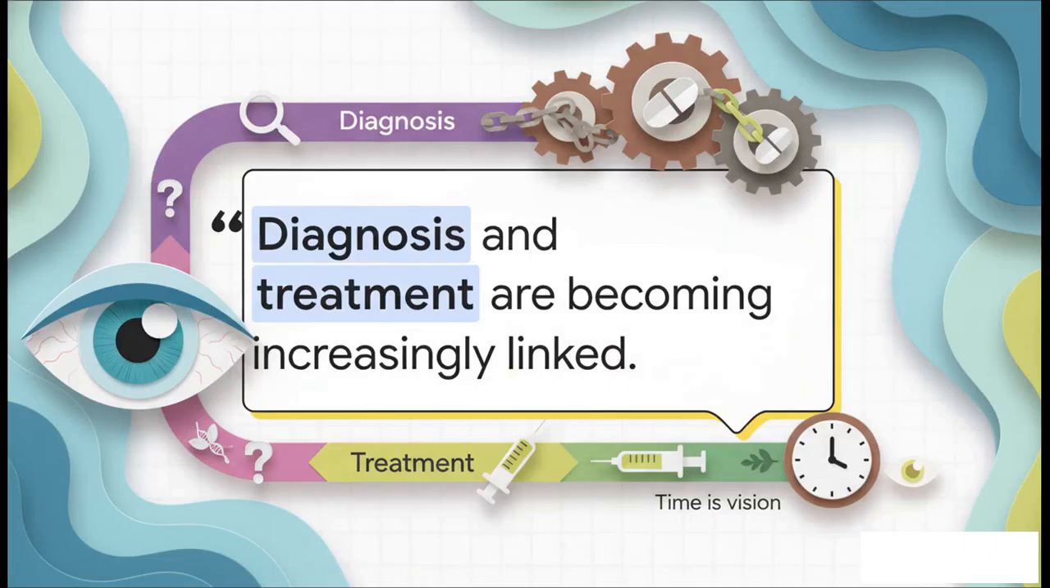This brings us to a really defining truth. Diagnosis and treatment are becoming increasingly linked. Historically, identifying a gene was purely academic. It just gave you a name for the disease. But now it determines if a therapy is actually going to work. Early genetic diagnosis is absolutely crucial because these therapies rely on having viable cells left to rescue. As they say in the field, time is vision.